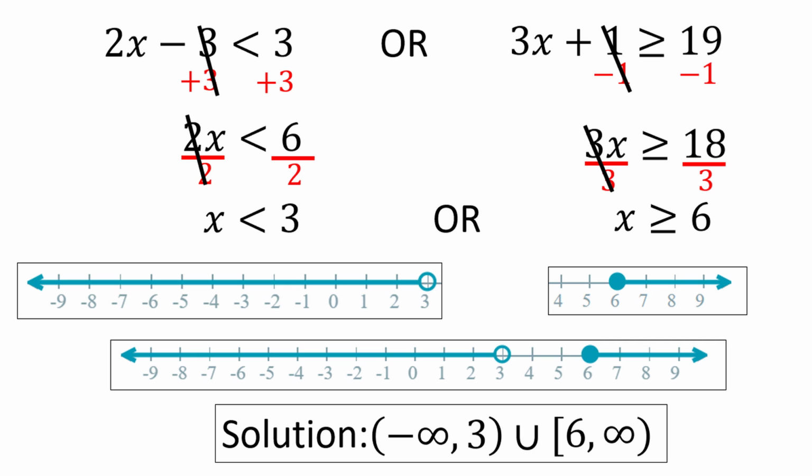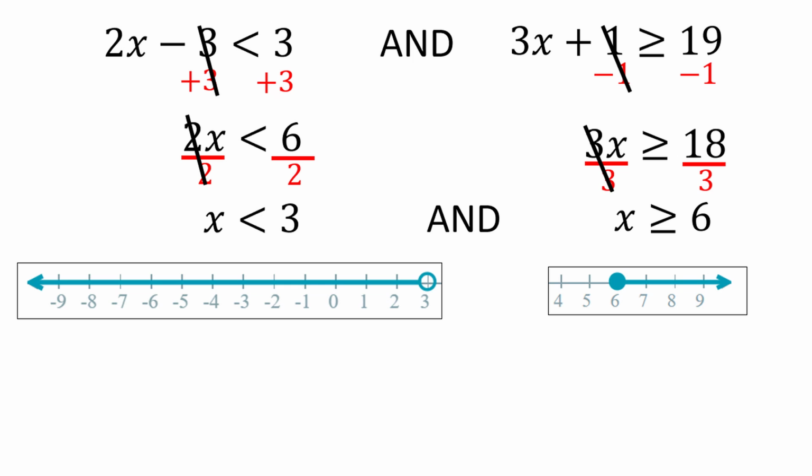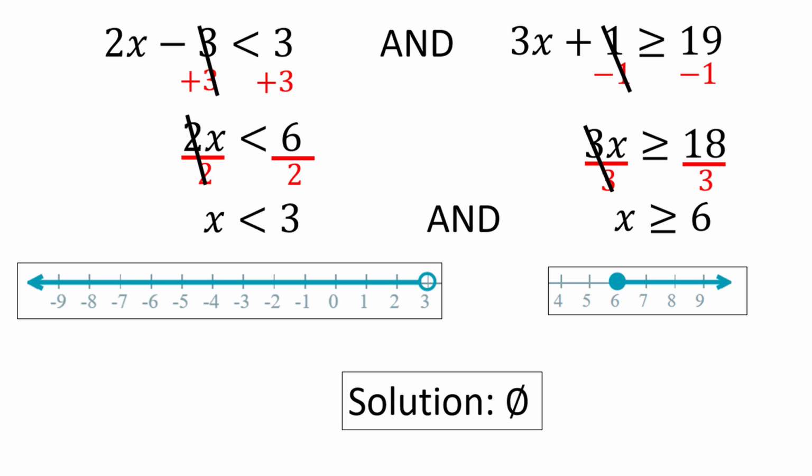Now, notice that in this case, if our two inequalities were joined by an AND statement, there would be no solution. Here's the same problem worked out with the AND statement in the middle. We still have the same two graphs, but notice that there is no area in common on our number line. There is no area that is part of the first graph and the second graph. So the solution to the same two inequalities joined by an AND statement is no solution, which we represent by an open circle with a slash through it, which we call the empty set.